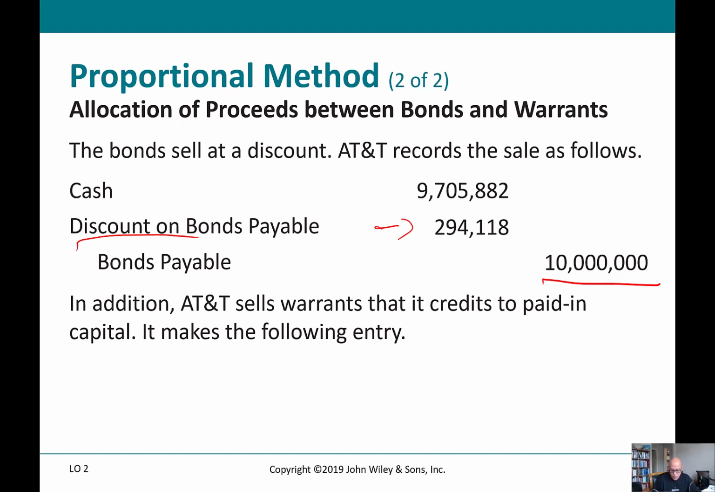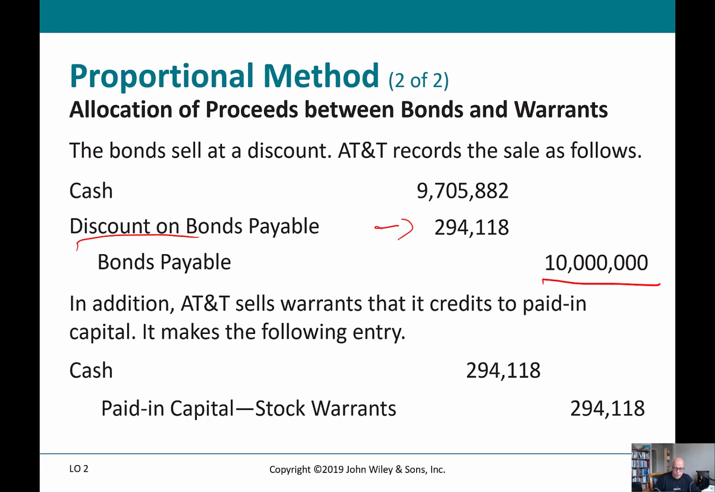And then we said that the $294,118 that we attributed to the warrants, that much cash was attributed to the warrants. That's credited to an account called paid in capital warrants. Now, if you add $9,705,882 and $294,118, you'll get the $10 million cash that went in. So you could have turned this into a compound entry where you just simply would have included that credit up there. Okay, good. So that's the way that works.